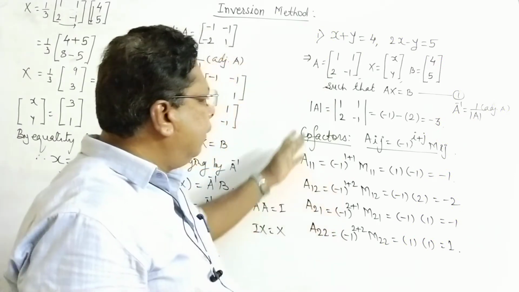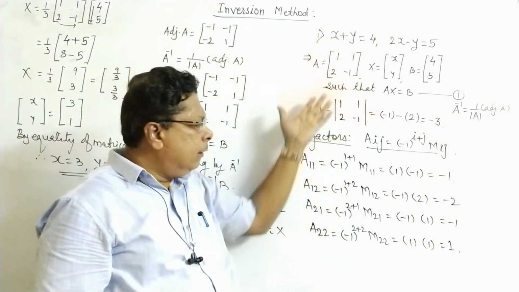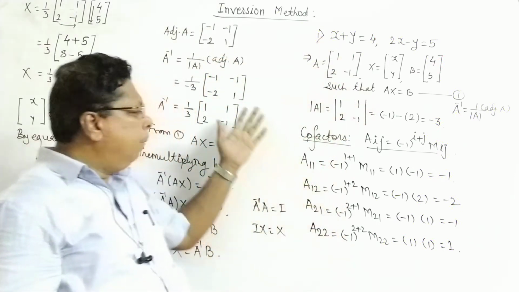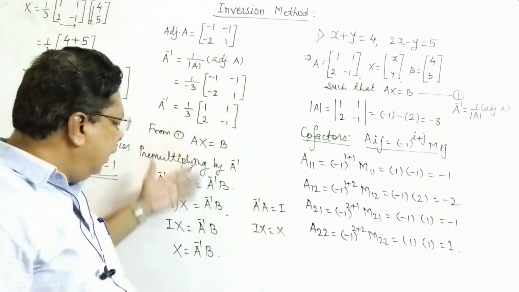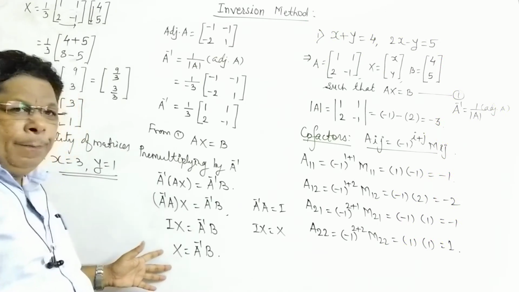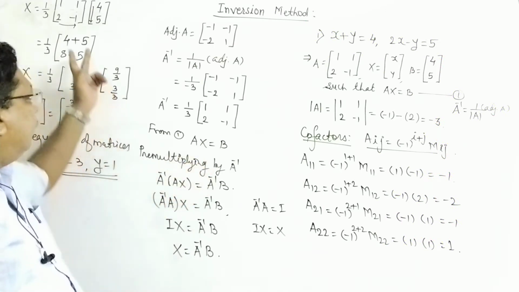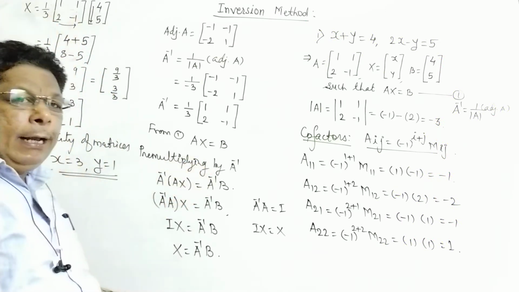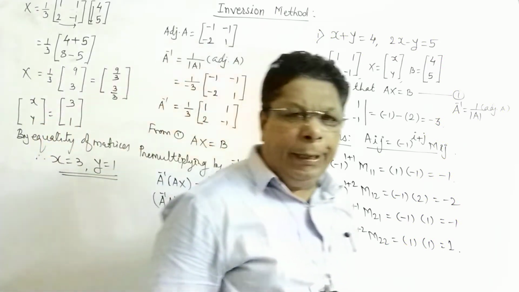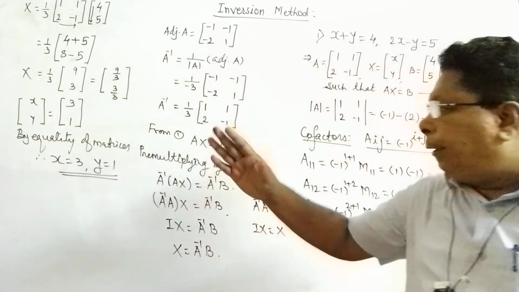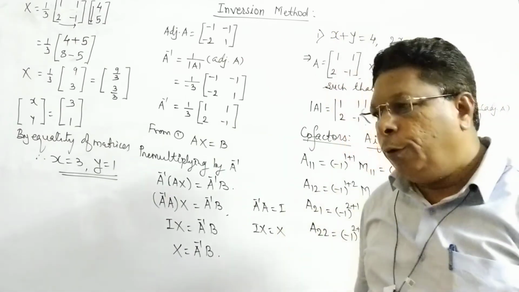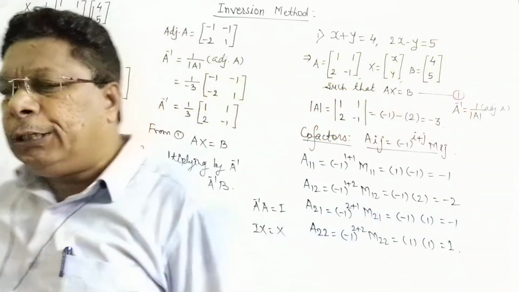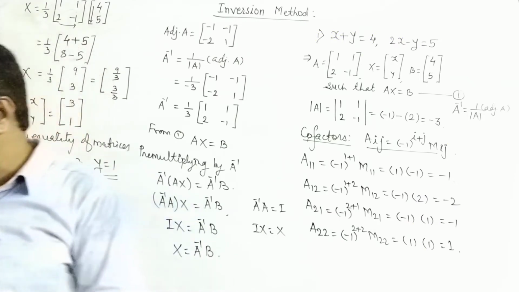What is the procedure? Write down 3 matrices, then find cofactors. From cofactors, find A inverse by using adjoint method. Then simplification in this way, multiplying by A inverse, we will get X equal to A inverse B. Take the multiplication of A inverse and B, and equality of 2 matrices, we will get the values of x and y. Okay, now we will take the next sum, which is based on 3 variables.